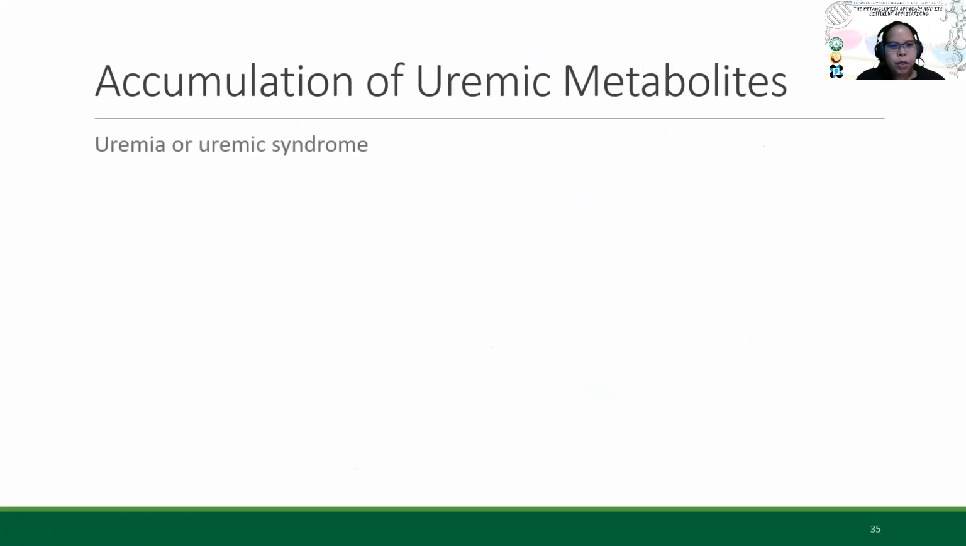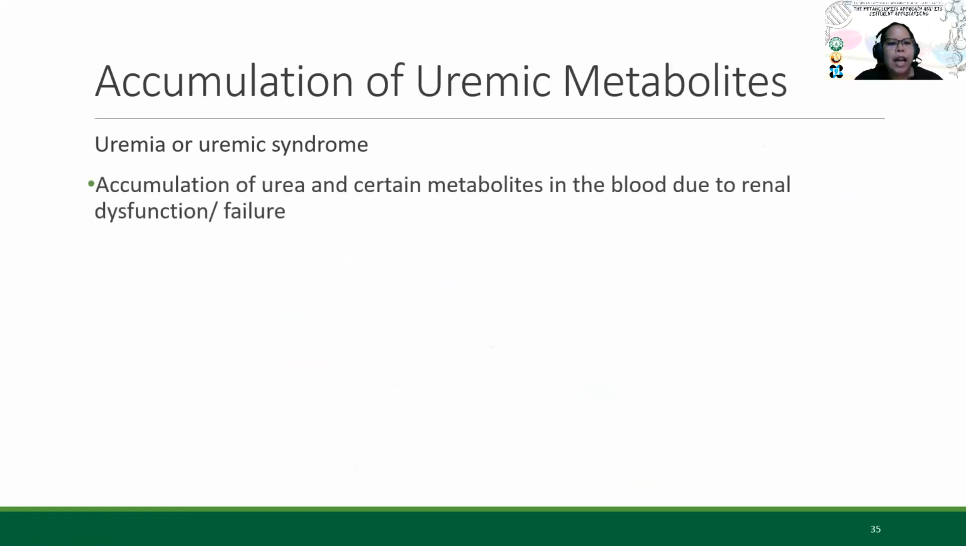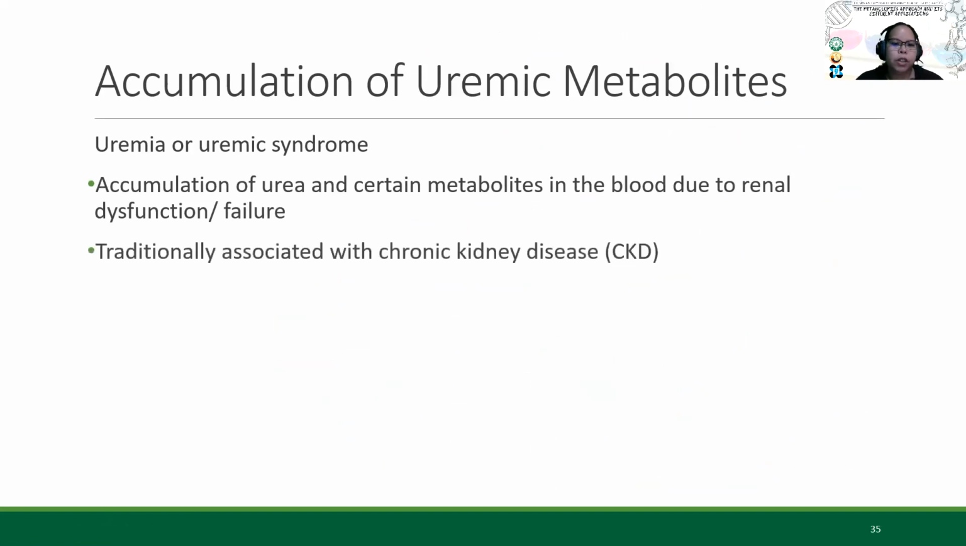We also observed an accumulation of uremic metabolites. So when we talk about uremia or uremic syndrome, it is the accumulation of urea and certain metabolites in the blood due to the presence of renal dysfunction or failure. So this is traditionally associated with chronic kidney disease.